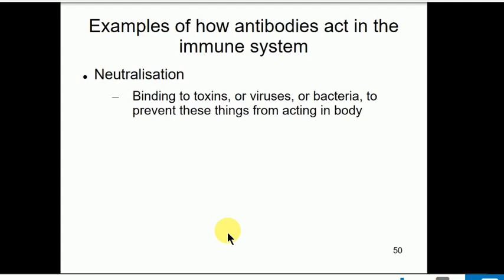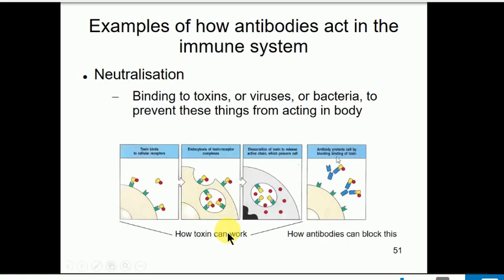Neutralization is kind of the obvious one. So antibodies can bind very specifically to certain structures. Now these might be very small structures like toxins, so small toxic proteins. They could be larger structures like viruses or bacteria that they recognize. The idea here, though, is that all the antibodies do is they block the activity by binding to the active parts of those structures. So here's an example.